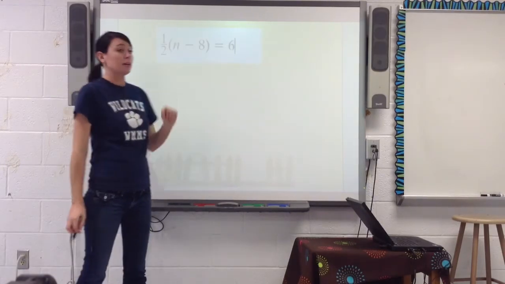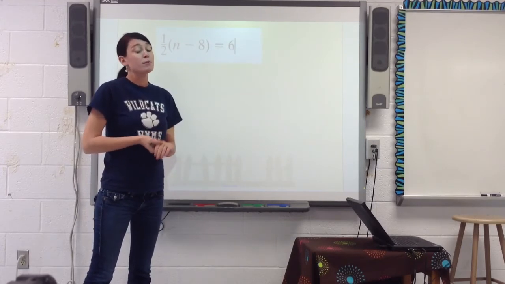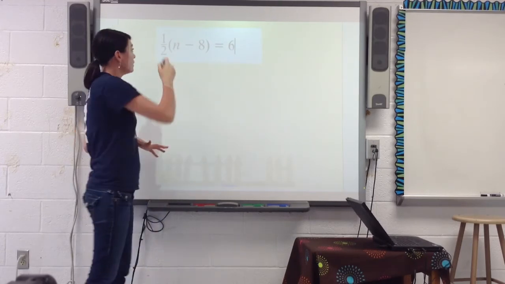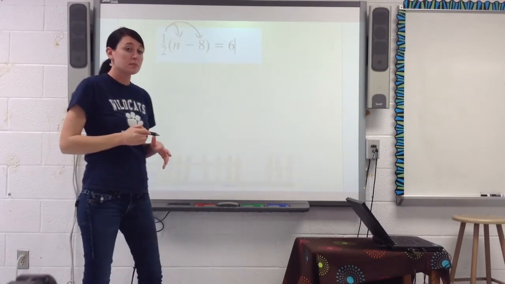Alright, write down this one. On this one, we need to use the distributive property. So we're going to distribute before we can do anything else. Again, when you do the distributive property, it helps to draw those arrows to both things in the parentheses.